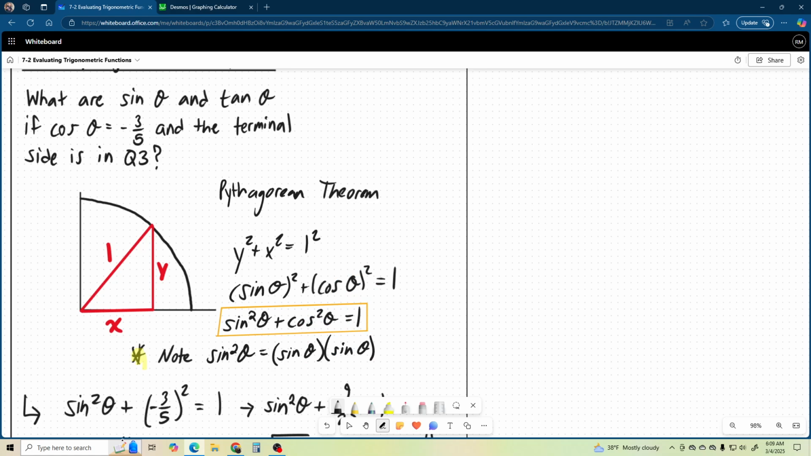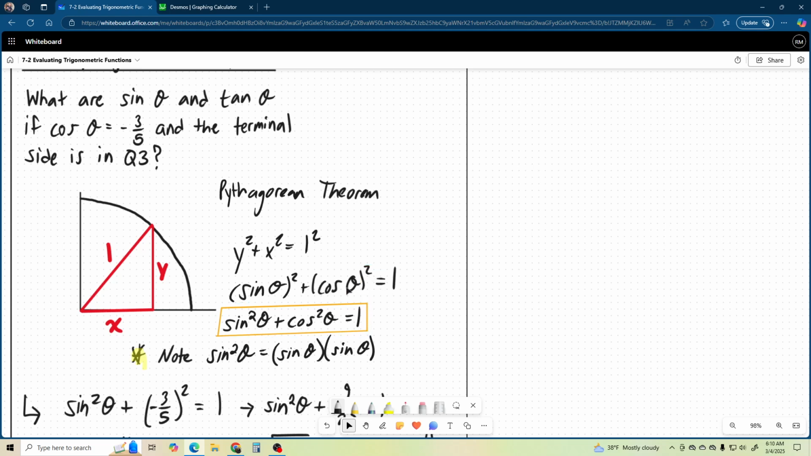There we go, I fixed it. Okay. So y squared plus x squared equals 1 squared, right? That's just based on this being the right part of the triangle here. Which means that, remember, our y value is our sine and our x value is our cosine. So we can rewrite this as sine theta squared plus cosine theta squared.